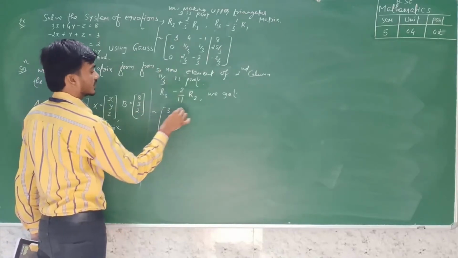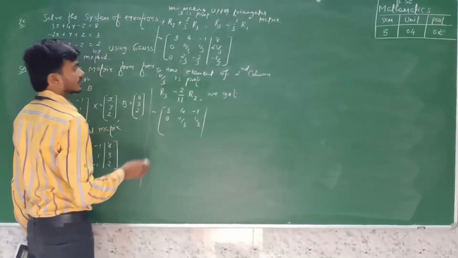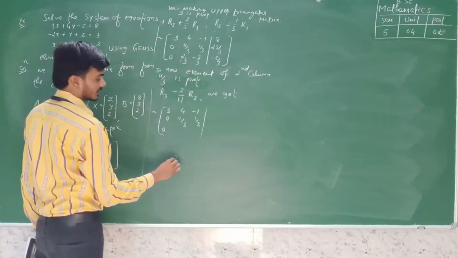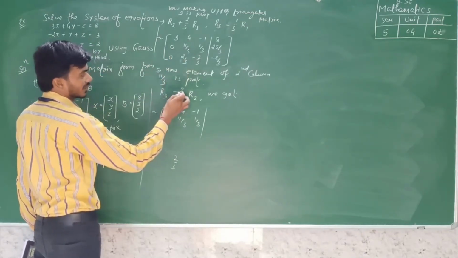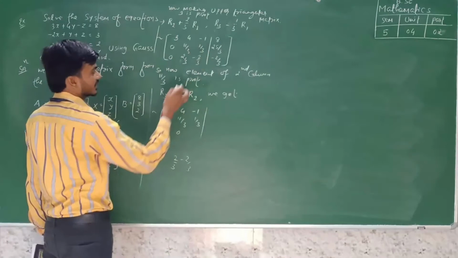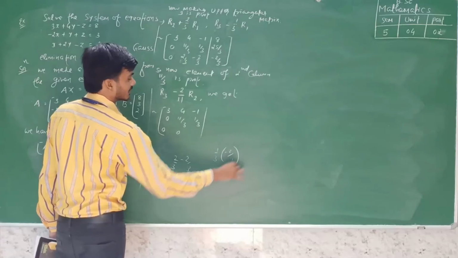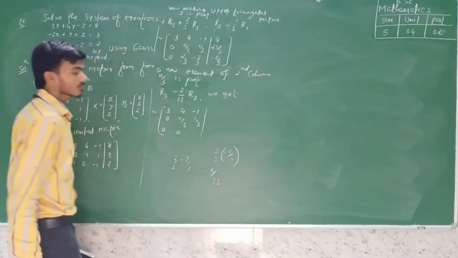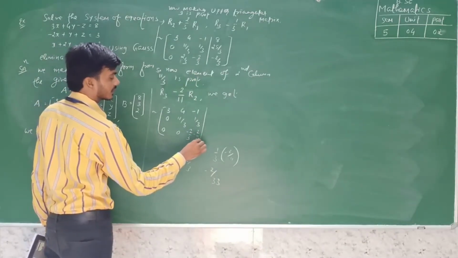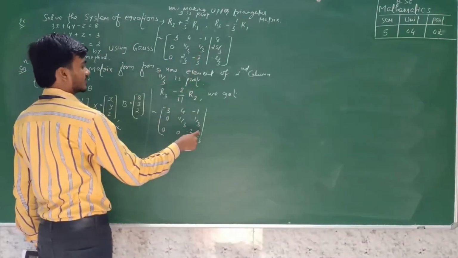That means the first row as it is, the second row as it is, and in the third row 0 into minus 2 by 11, 0 will be added, 0. 11 by 3 into minus 2 by 11 means minus 2 by 3, so this element can be 0. 1 by 3 into minus 2 by 11 means minus 2 by 33. So minus 2 by 3 and minus 2 by 33.